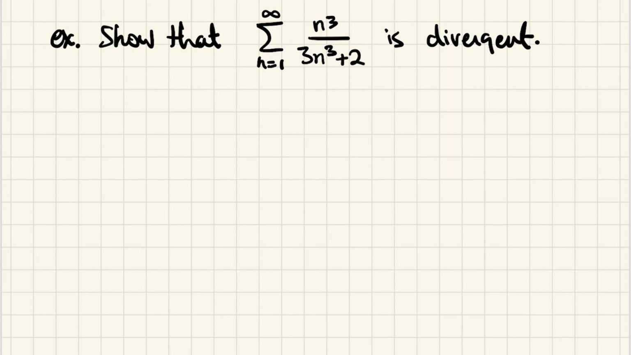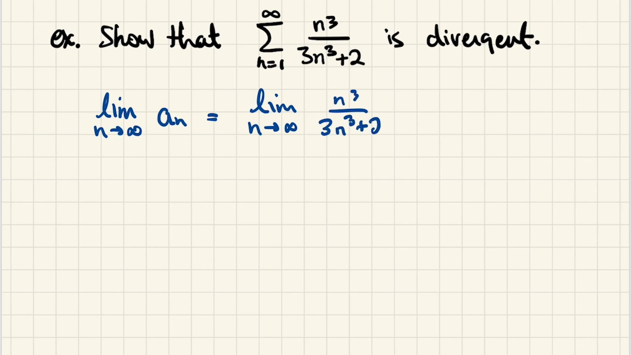Okay, so we're going to show that this particular series is divergent. And we're going to do that by taking the limit of its terms. So the limit as n approaches infinity of a_n is the limit as n approaches infinity of n cubed over 3n cubed plus 2. Now the form here of this limit is infinity over infinity. And again, we are not allowed to use L'Hopital's rule on sequences and series.